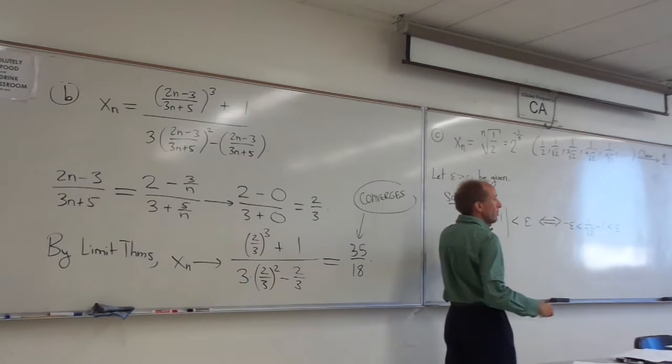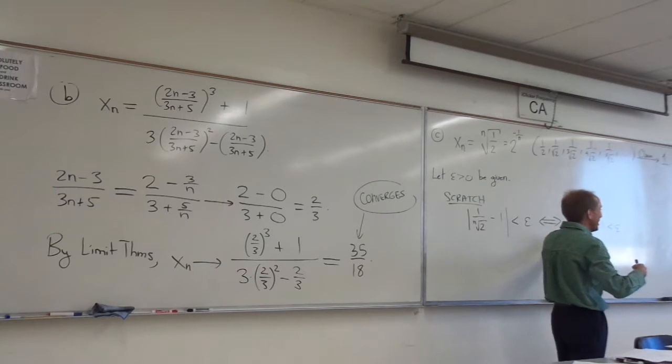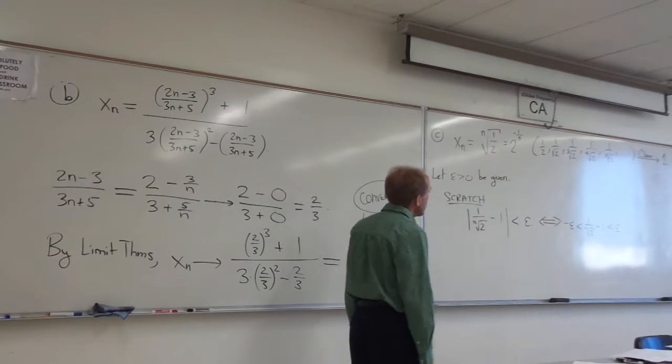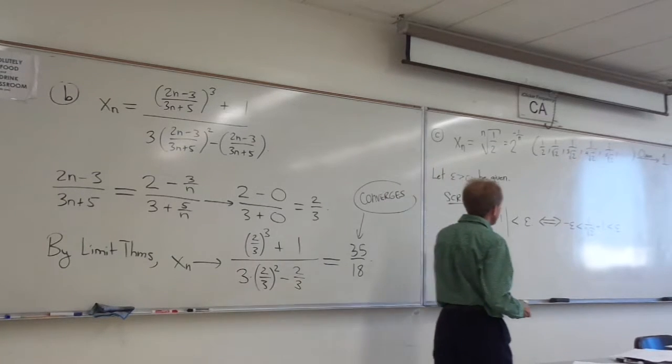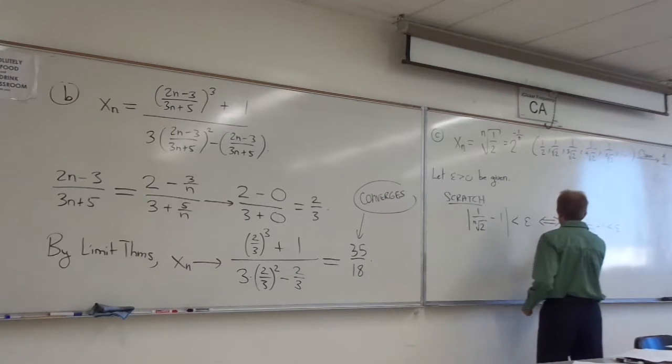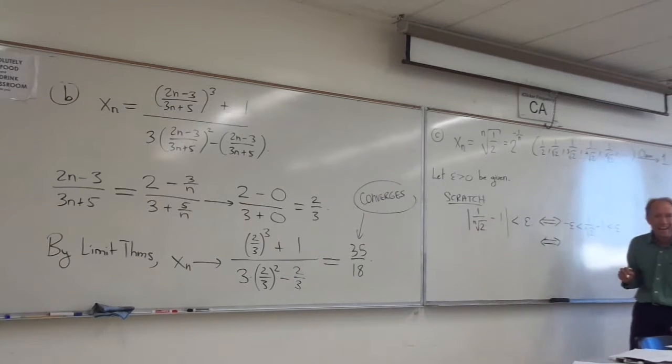So you always want to be comfortable. If you're trying to get rid of absolute value bars, this is the way to do it. Put the positive and negative epsilon in there. Okay. And we want to solve this for n. So what would you maybe suggest we do from here? Add 1 to both sides. To all sides, I should say. Add 1 to all sides.